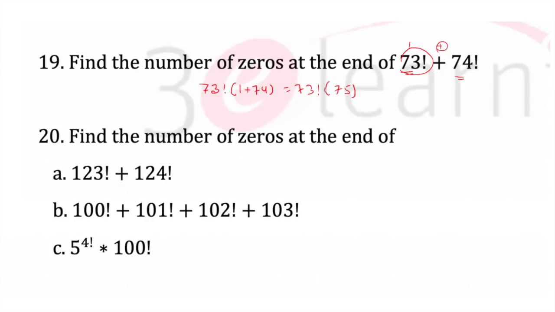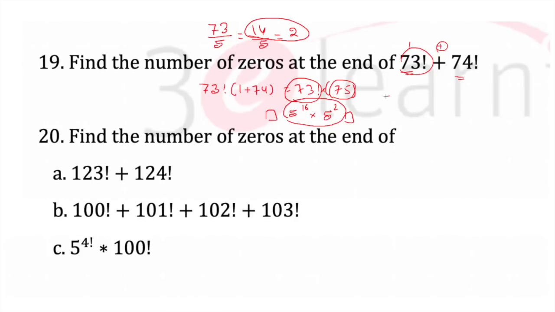In the complete expression, because it's a product, we have to check the 5. In 73 factorial, how can we check the 5? We divide by 5. This one is 14. Then 14 divided by 5 is 2. So we have a total of 16 fives in this one. Here, 75 is 25 into 3, so we have 5 squared. We could have some other primes too, but our main role is to find the number of 5's. So in this we have 5 raised to power 18 and a lot of 2's. So we can say we have 18 trailing zeros in this calculation.